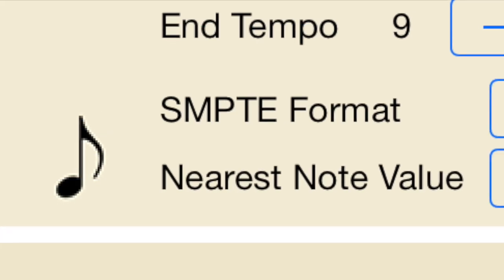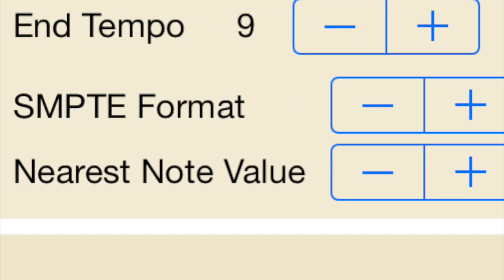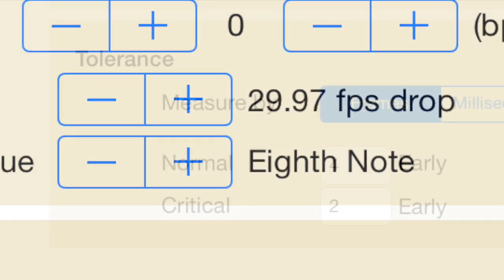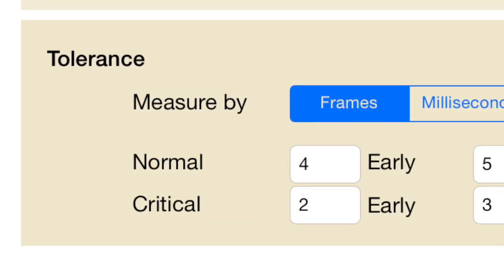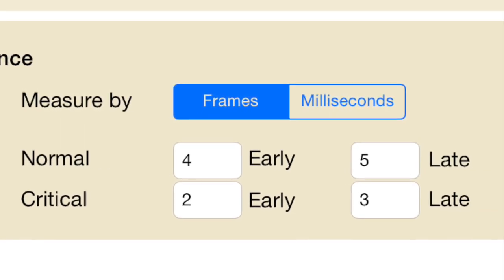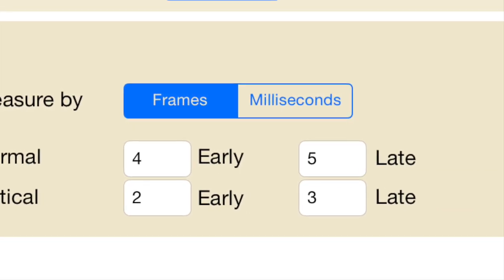You'll select the nearest note value, either quarter or eighth notes, as the target of what is considered to be a good hit. You can also choose to specify the tolerance level in frames or milliseconds. The tolerance level for early and late hits can be different.